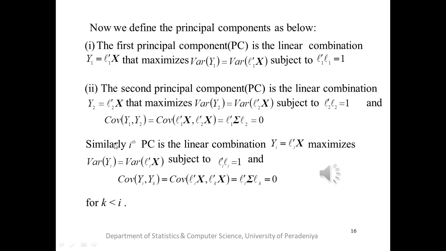Similarly, the ith principal component is the linear combination yi, that is li'x, which maximizes the variance of yi subject to li'li equals 1, and the covariance between yi and yk is 0 for all k less than i. This means the ith principal component is uncorrelated with all other previously defined principal components. In place of li, if we use eigenvectors, we can obtain principal components which satisfy the above conditions.